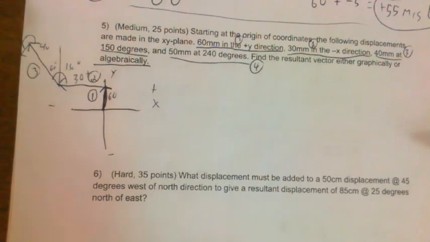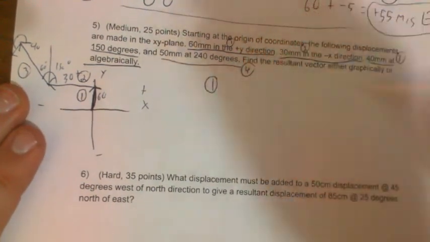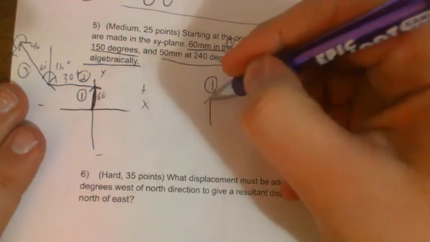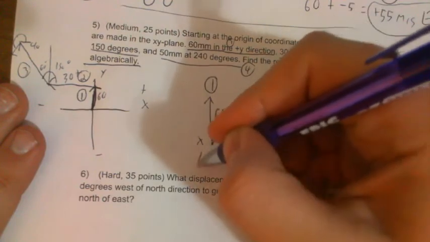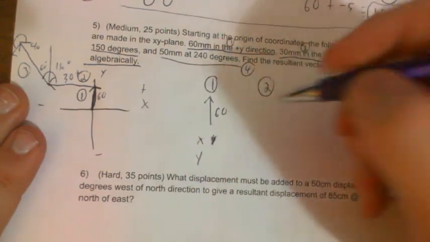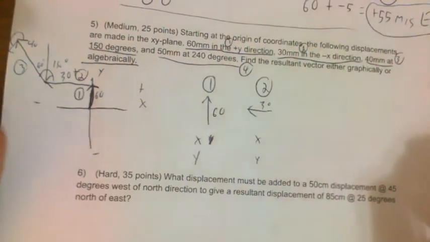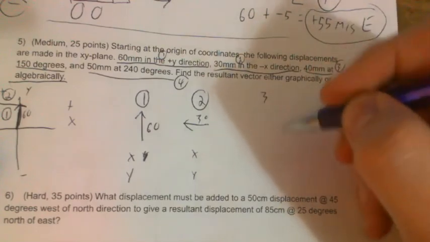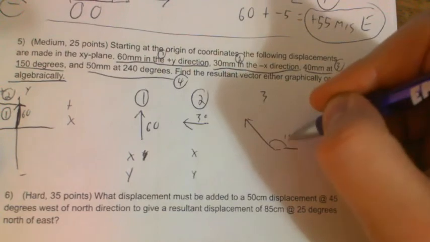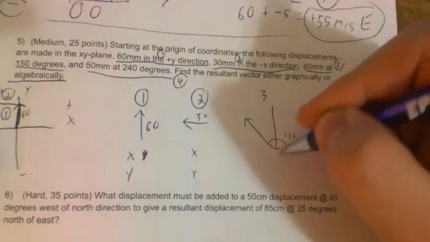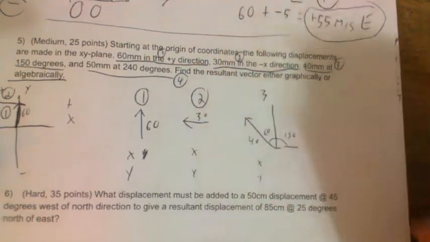So if we want to find the resultant vector algebraically, we can do this by adding the x and the y components. I'm just going to draw all 4 of these vectors separately really quick. Vector 1 is 60 straight up. It's got an x and a y component. Our second vector, 2, is 30 millimeters going to the left. It's got an x and a y component. Our 3 was like this. This angle is 150 degrees, which means that from here, we can subtract 90 from this. This angle is 60 degrees. And it's 40. It's got an x and a y component.